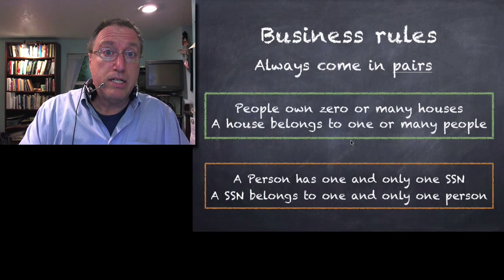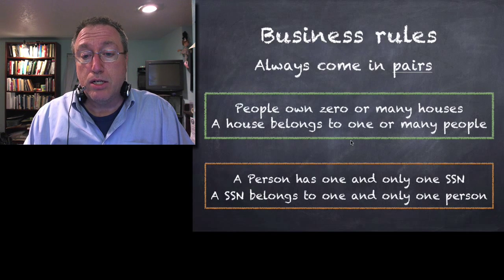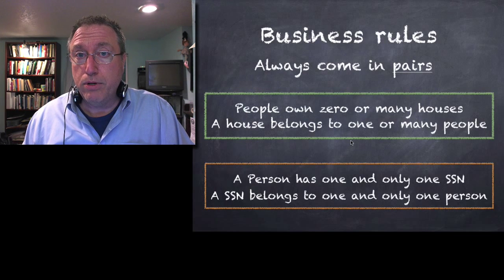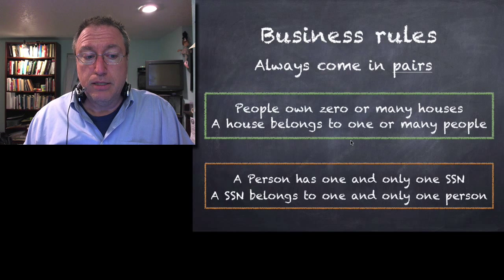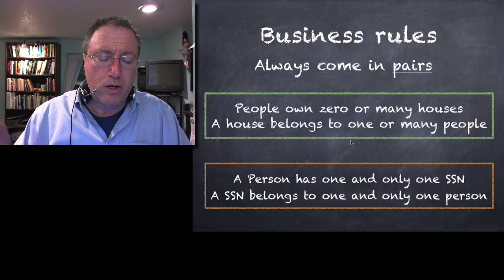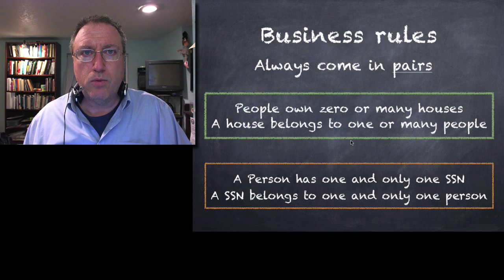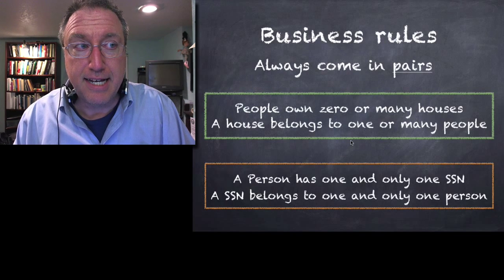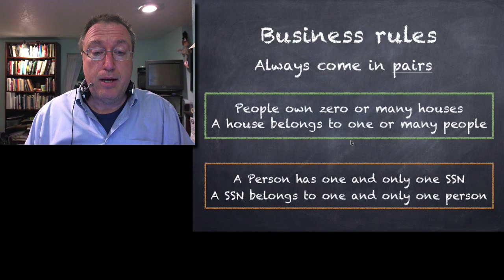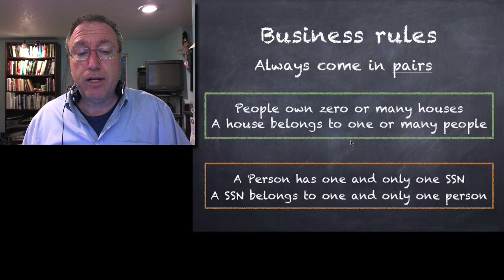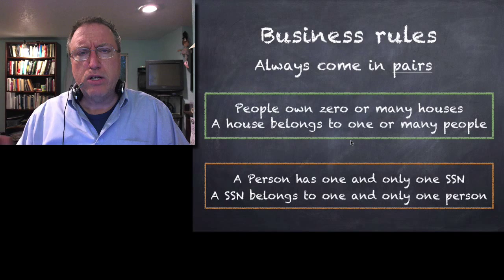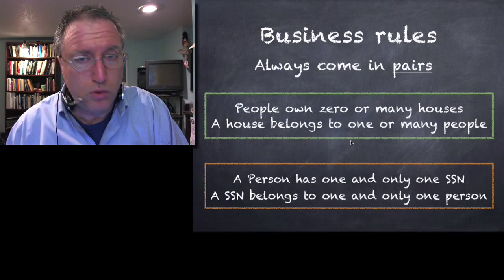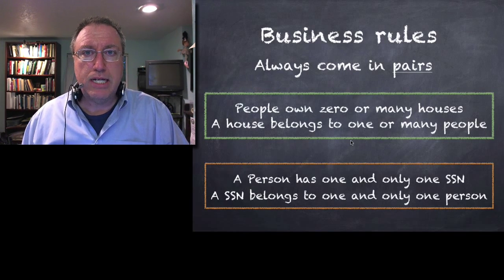The other way around is a Social Security number belongs to one and only one person. 2 people can't have the same Social Security number. Now, these are the rules, but we all know that Social Security numbers aren't very well regulated and they get all sorts of problems in them. But this is the idea. This is the ideal. A person has one and only one Social Security number. A Social Security number belongs to one and only one person. So here's an example of 2 business rules. Each business rule is a pair.